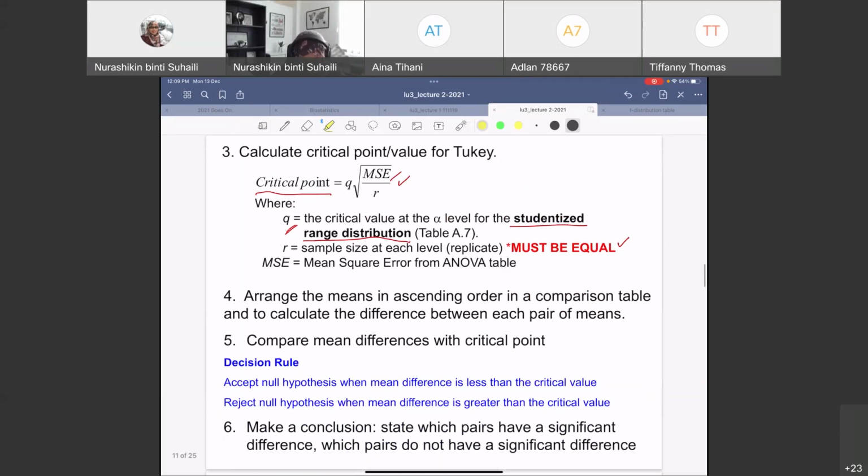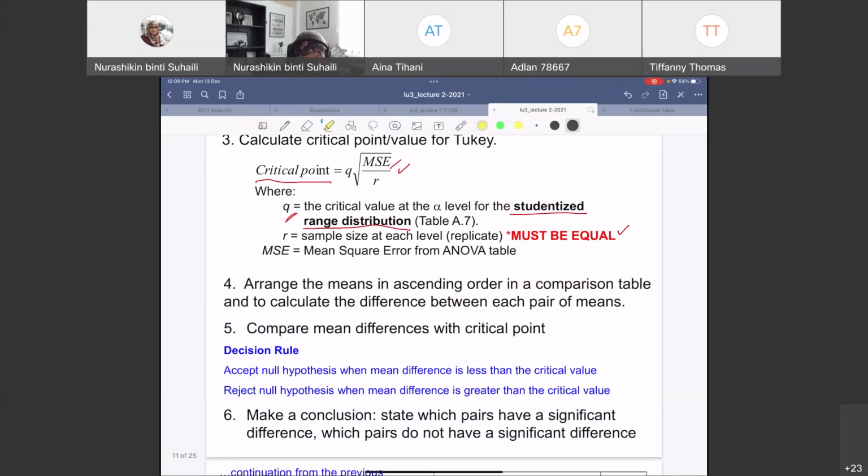Okay, let's go through it first. I'll show later what each of these means. And then the final step is to make a conclusion. The decision rule here means that you have to compare the mean difference with the critical point, which is this one. And for each pair, you have to find the difference of the means.